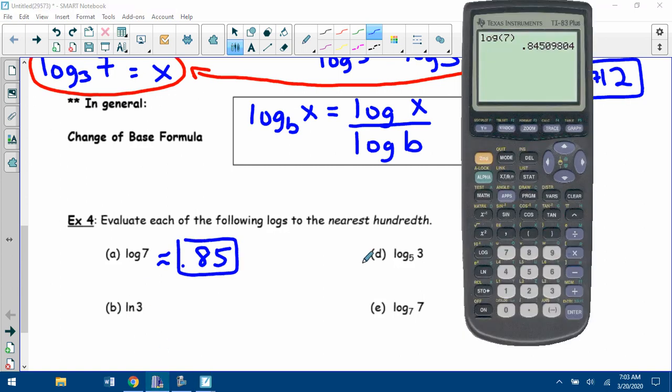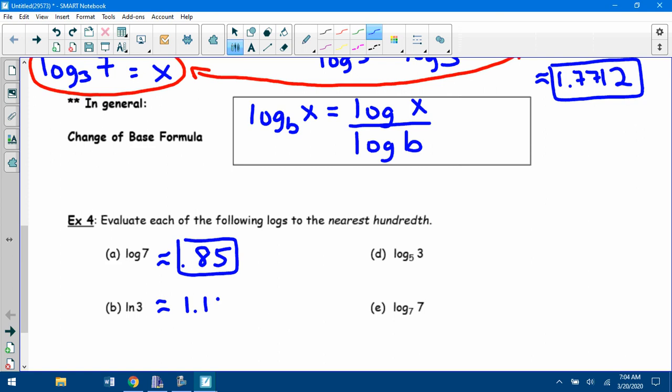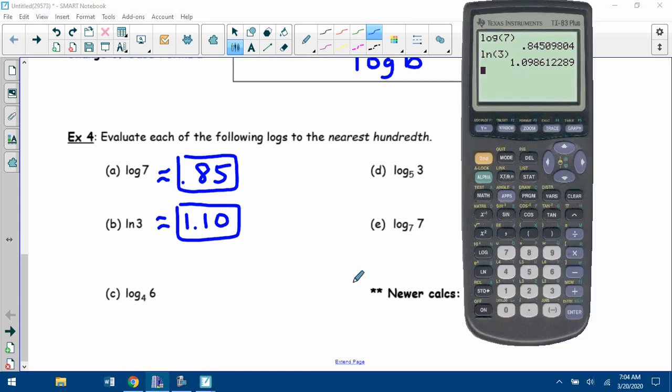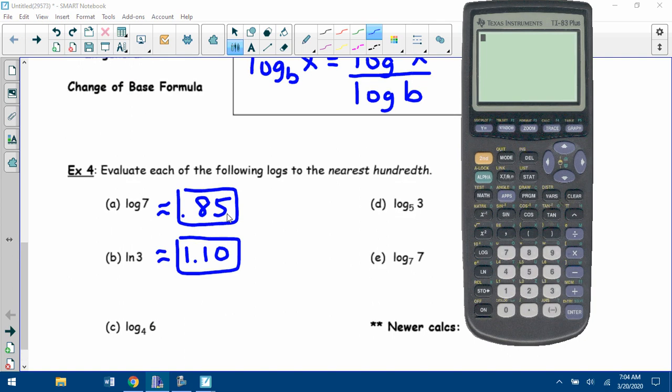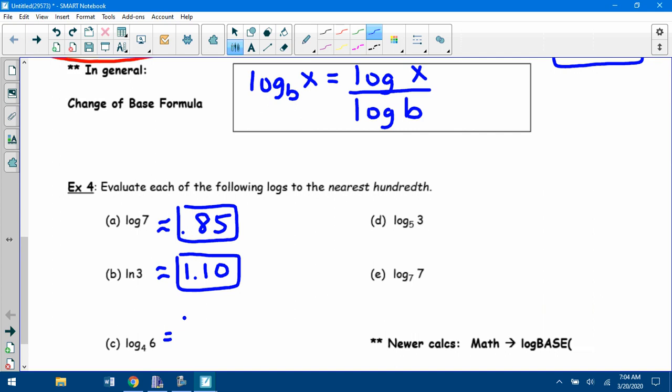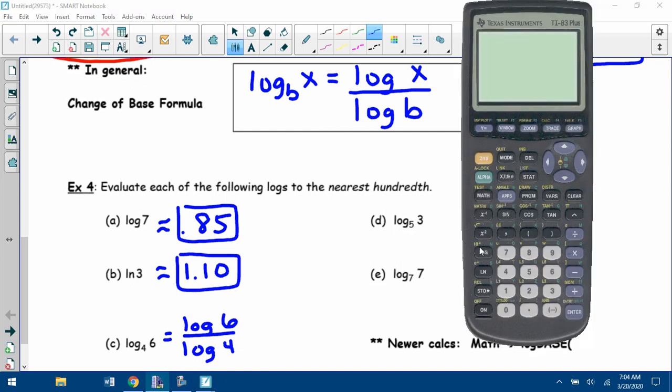ln of 3. Super easy. ln of 3. Answer, 1.098, so 1.10. Okay, when I get down to C, log base 4 of 6, I don't have a log base 4. All I can do is this base change thing. So remembering base bottom, we're going to write this as log of 6 over log of 4. And then I can type it into the calculator, log of 6 divided by log of 4, 1.29.